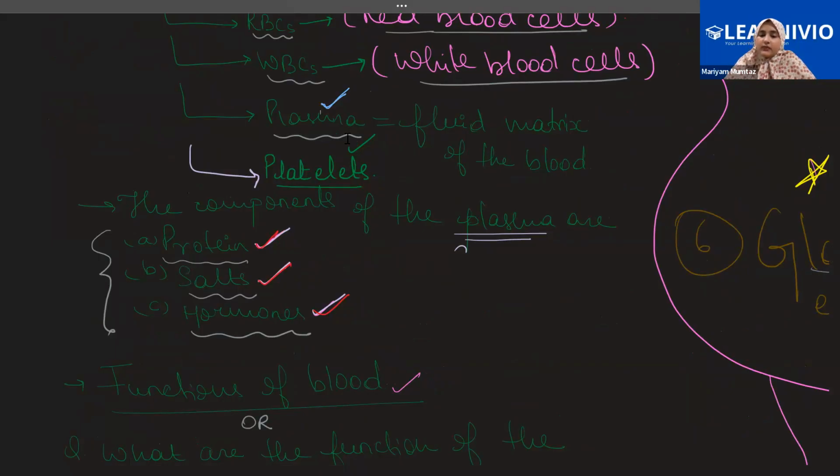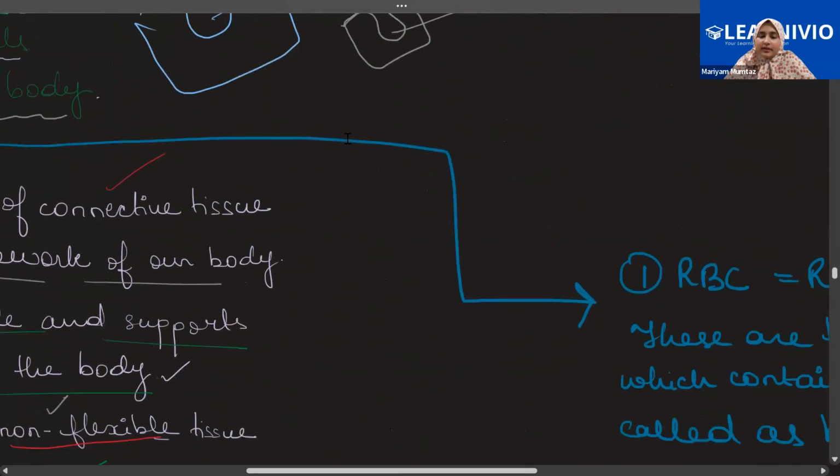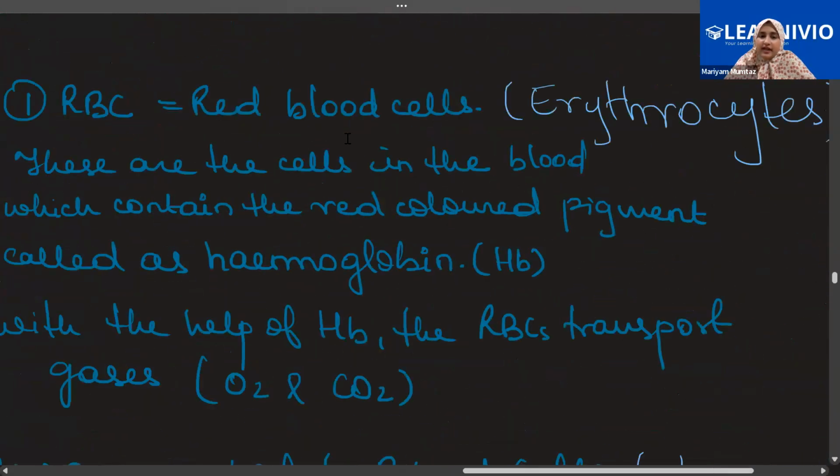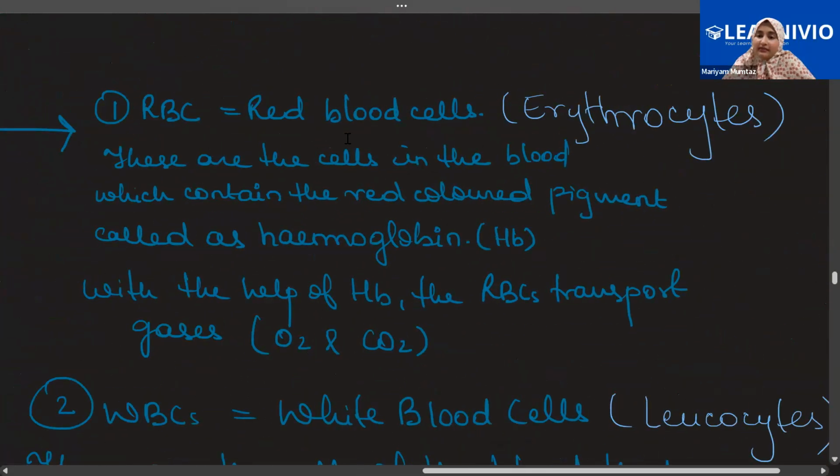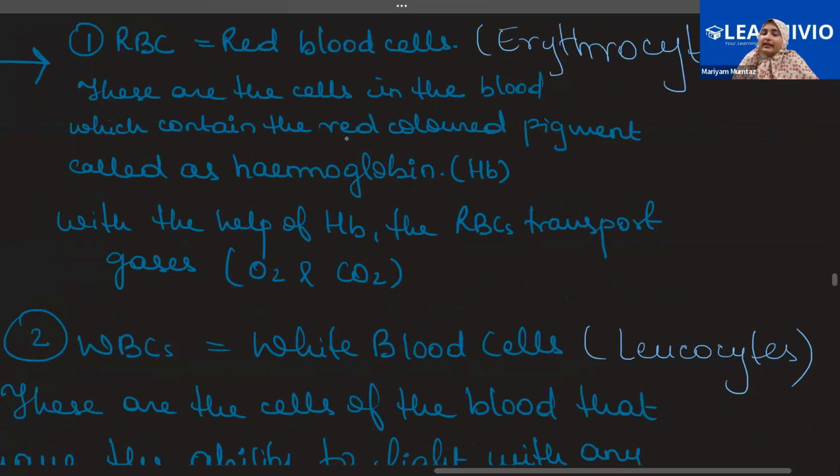Now, to have a more descriptive version of it, the red blood cells also have a scientific name, which is erythrocytes. These are the cells in the blood which contain the red colored pigment called hemoglobin. Hemoglobin is denoted by HB. The RBCs transport gases such as oxygen and carbon dioxide in our body. So it is the medium of transportation of gases.